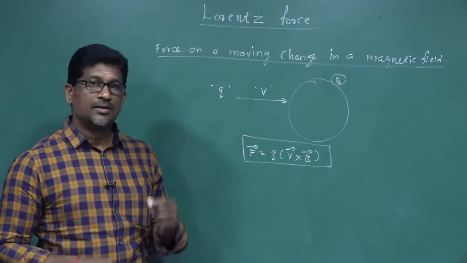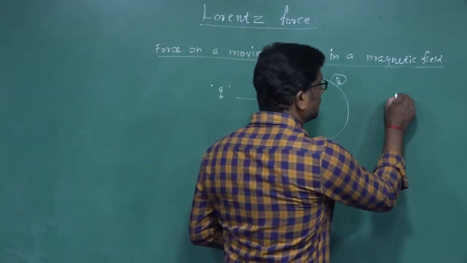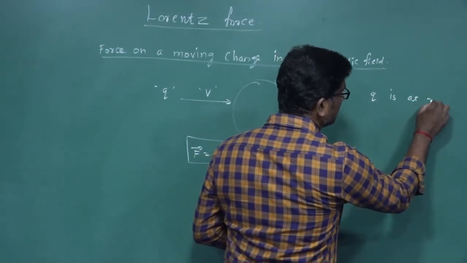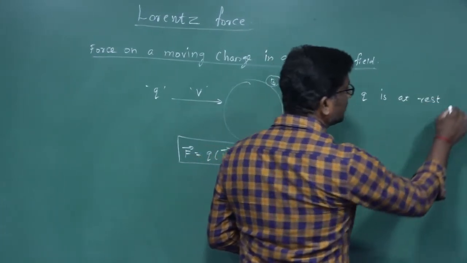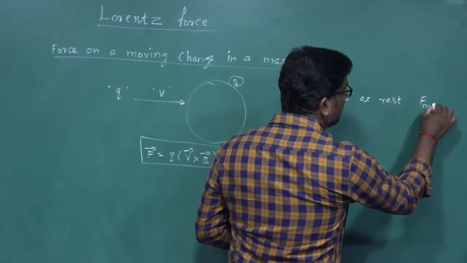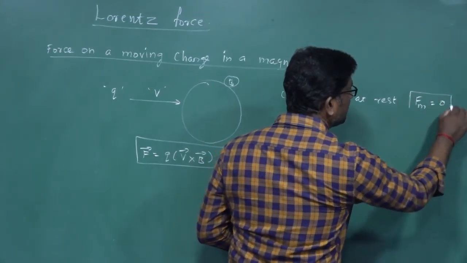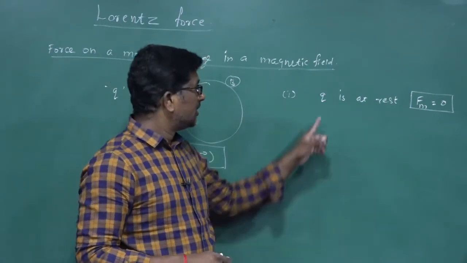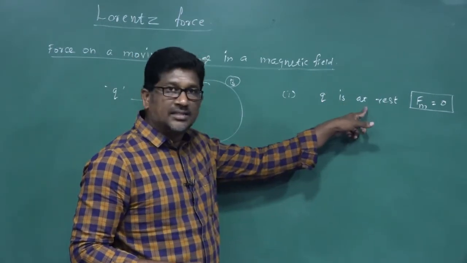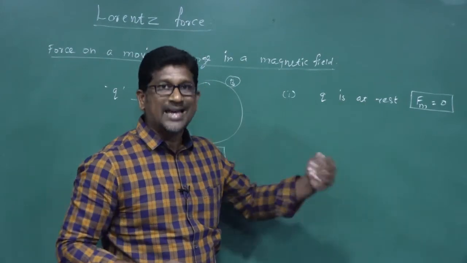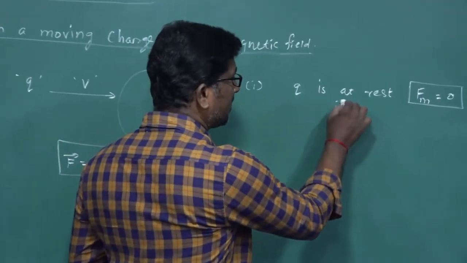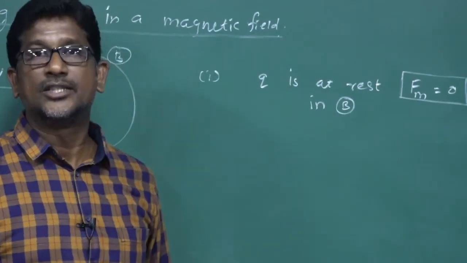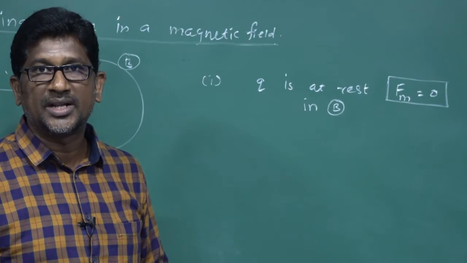So first one, if the charge Q is at rest, the magnetic force experienced by the charged particle is 0. So first special feature, if the electric charge is at rest, that is stationary in the magnetic field, the magnetic force acting on the charged particle is 0.